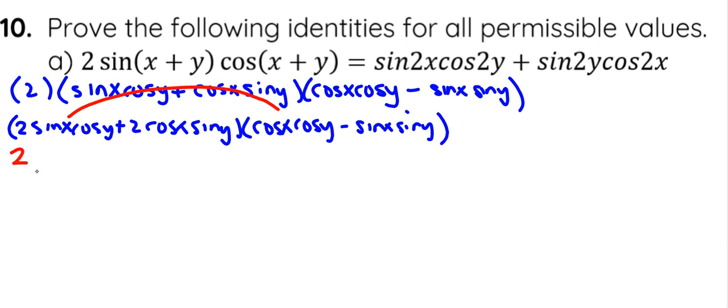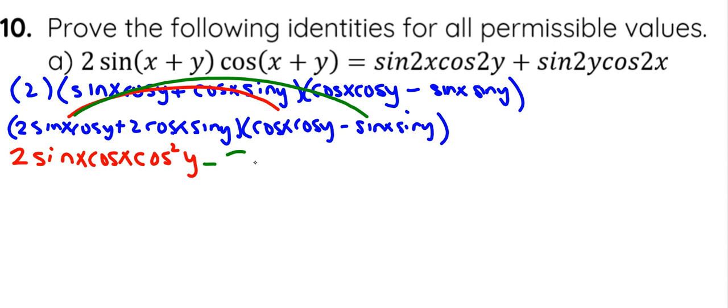I'm going to multiply first term with first term. So I have 2 times sine x cos x, and I see that I have a cos squared y. Then I'm going to distribute the first term with the last term. So I'm going to go minus 2 times sine y, cos x, sorry, and then I've got 2 sine squared x.